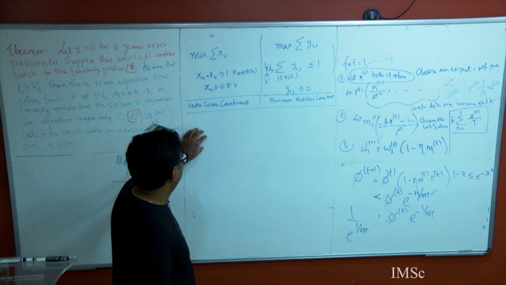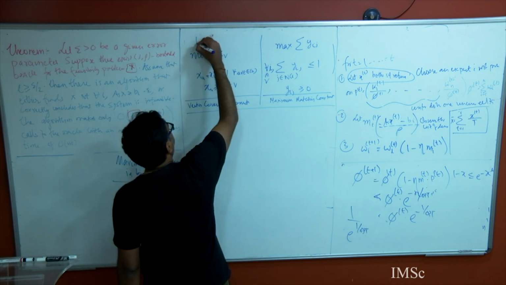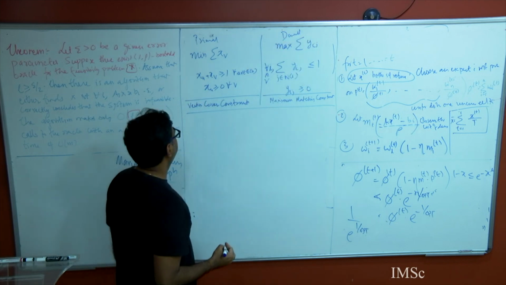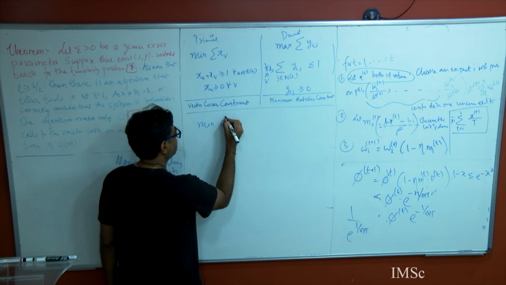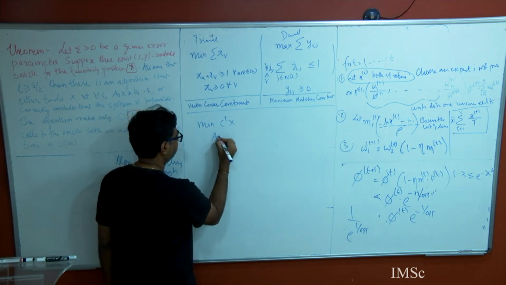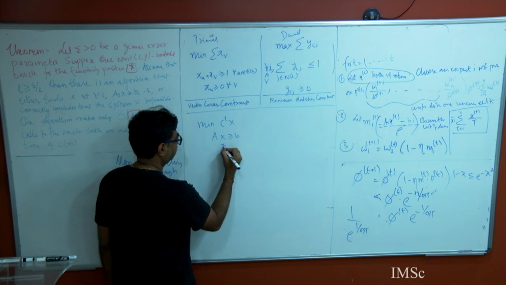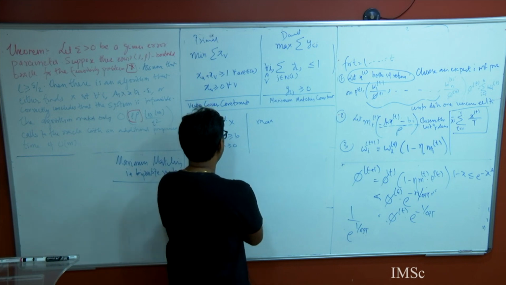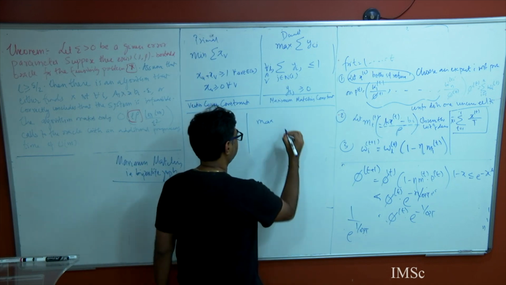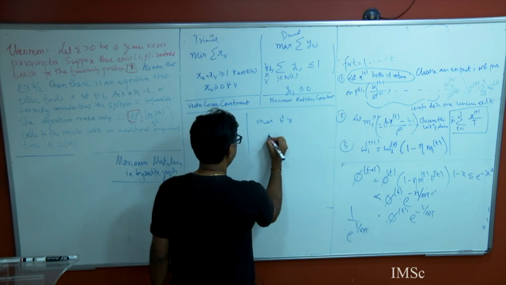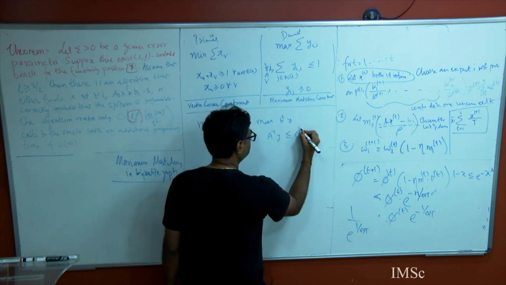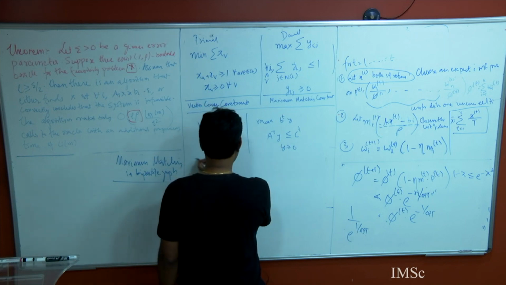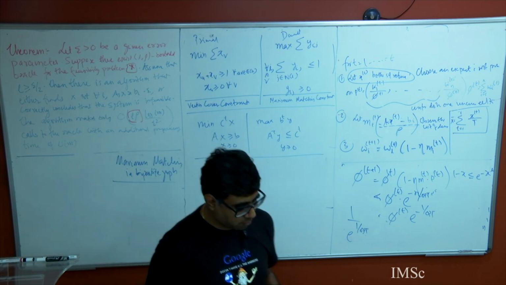Suppose this is primal. What is this? This is dual, right? So in general, if I have minimize C transpose x, subject to Ax greater than or equal to B, x greater than or equal to 0, what is its dual? It is maximize B transpose y, subject to A transpose y less than or equal to C, y greater than or equal to 0. I think if you write it formally, this is what you will get.